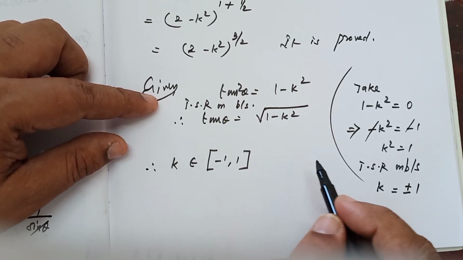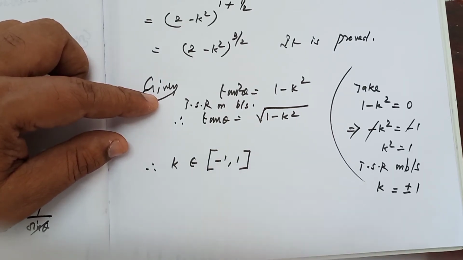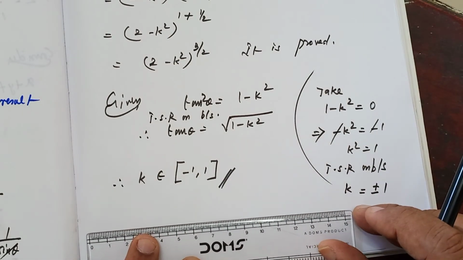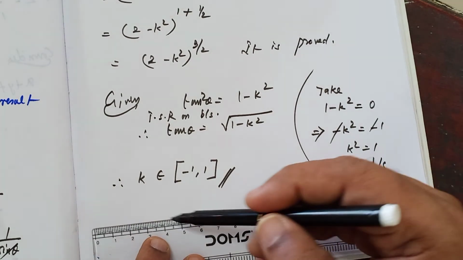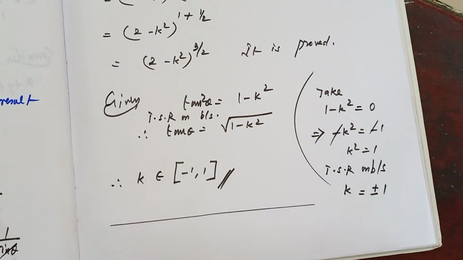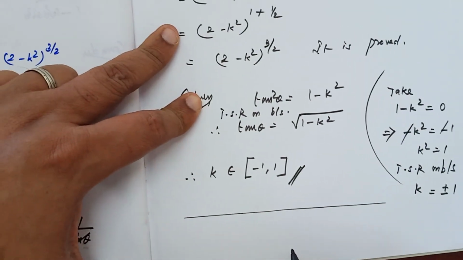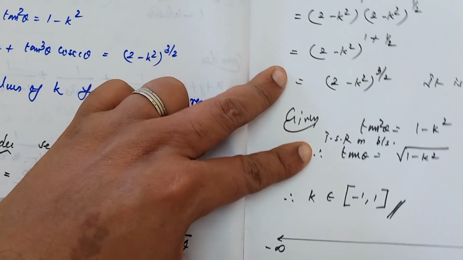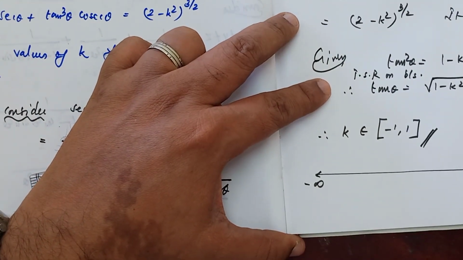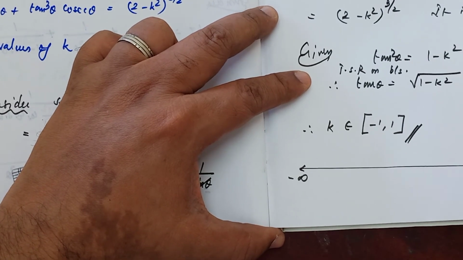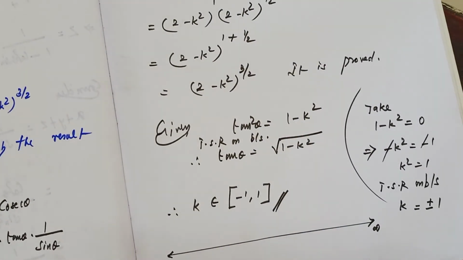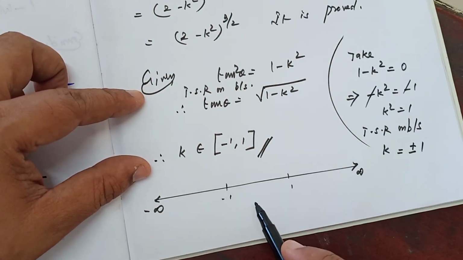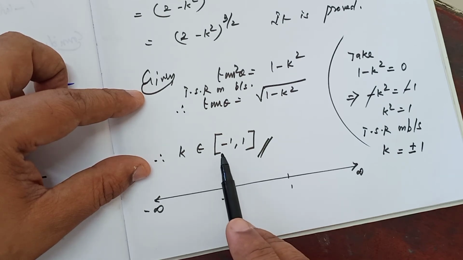How is it possible? We have to write the interval of minus 1 and 1. Listen. This is the answer. I draw a real line. Here minus infinity, here plus infinity. Here we have the numbers minus 1 and plus 1. I write minus 1 here, plus 1 here. Here what I have written, k belongs to the interval of minus 1 and plus 1.